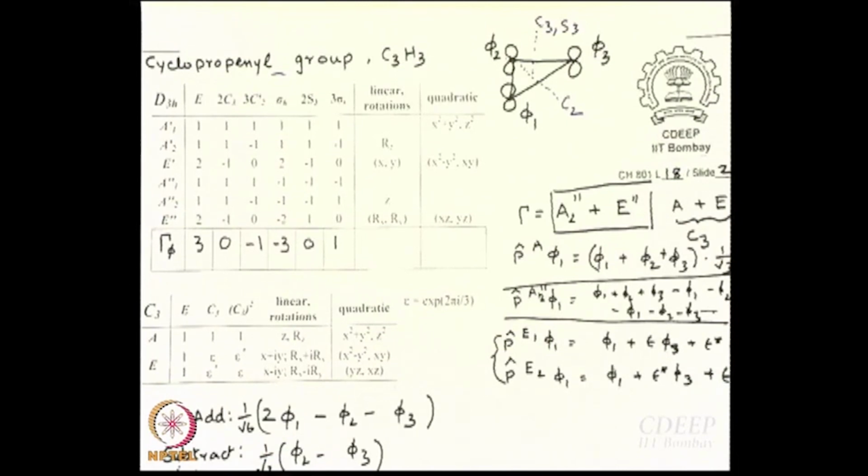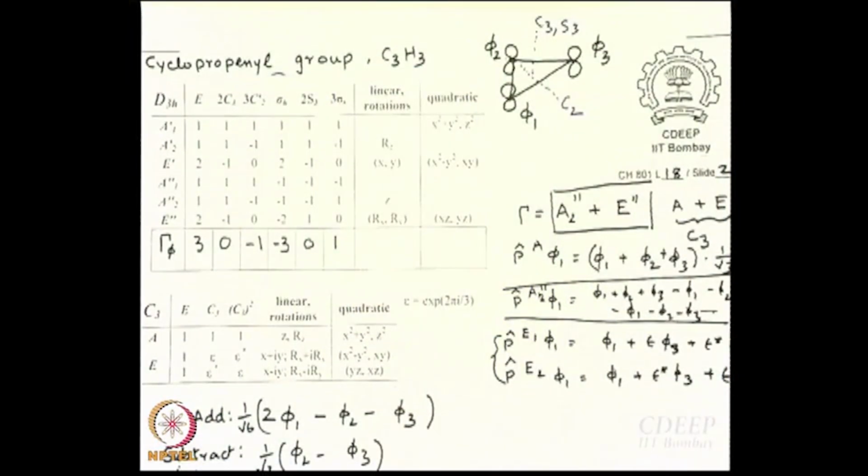Please multiply 1 by root 6 into 2 phi 1 minus phi 2 minus phi 3 by 1 by root 2 into phi 2 minus phi 3 and see whether you get 0 or not. Remember that phi 1, phi 2, phi 3 in themselves are orthogonal. Do you get 0 or not? Are we getting 0? Then what about phi 1 plus phi 2 plus phi 3 and 2 phi 1 minus phi 2 minus phi 3? Are they orthogonal? Nishit?